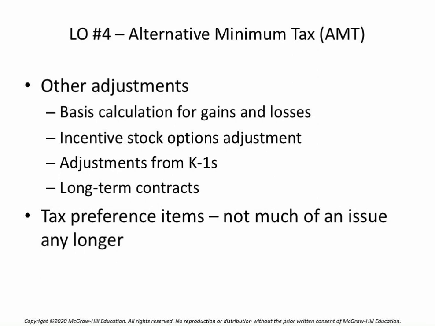Some other adjustments that we need to make. There's a separate basis calculation we're going to do for gains and losses, and then an incentive stock option adjustment as well. We're going to have adjustments from the K-1 for any partnerships, and then long-term contracts as well. So long-term contracts being using the completion method specifically. And then tax preference items are not going to be much of an issue any longer.